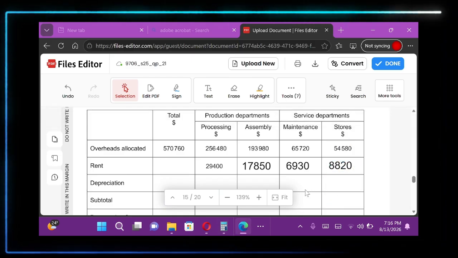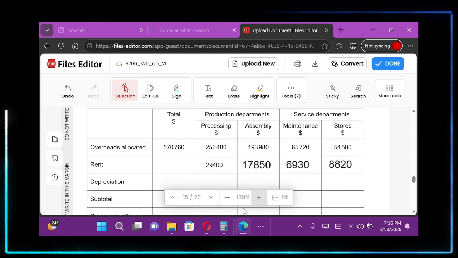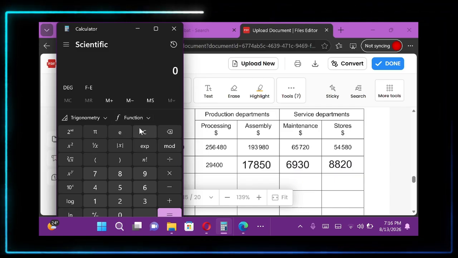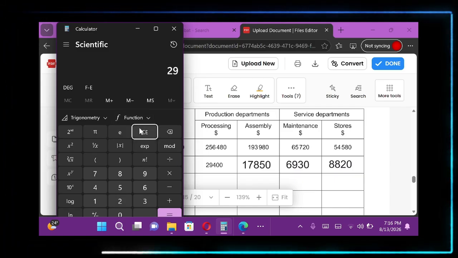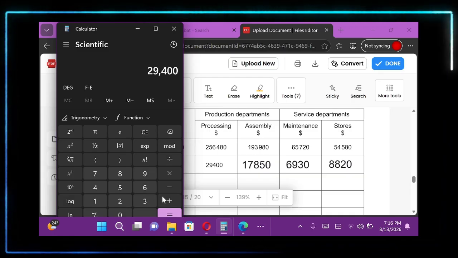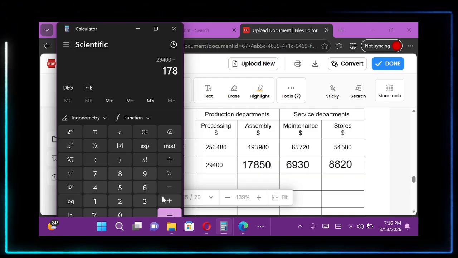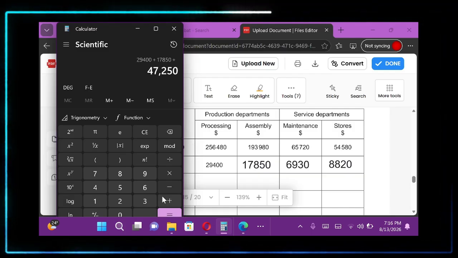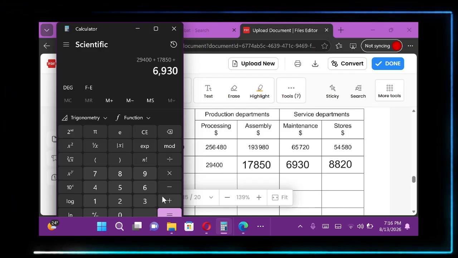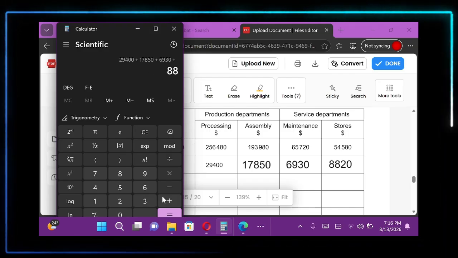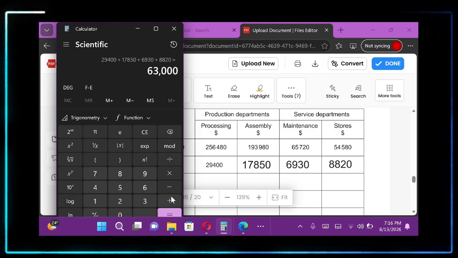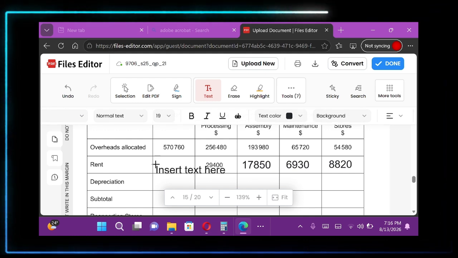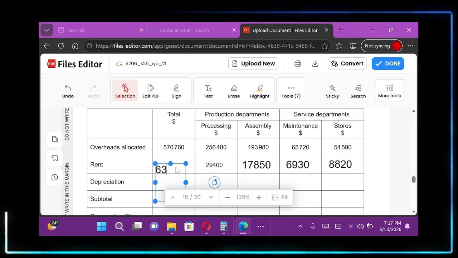Okay, now that's the amounts for rent. You can find the sum of them and put it on the total column. 29,400, 17,850, 6,930, and lastly 8,820. Then you put 63,000, which is correct.